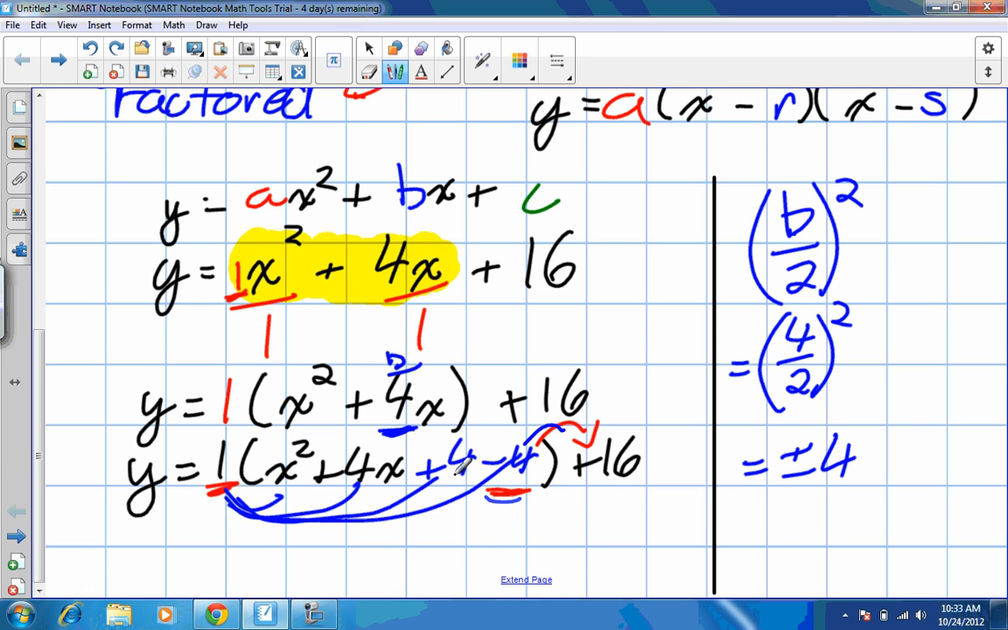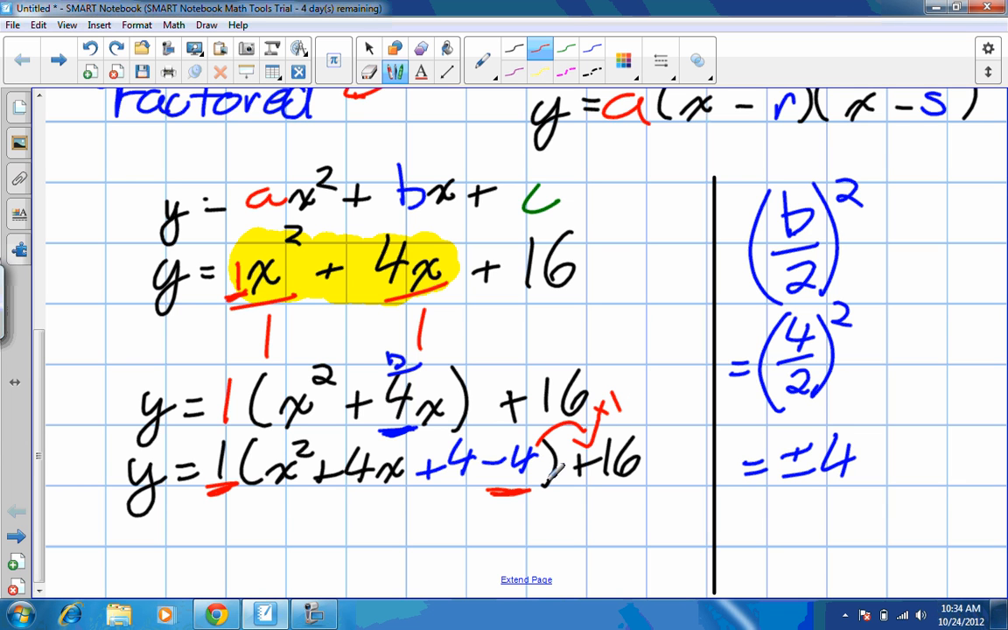Okay? So when we take the negative term, we always take the negative term and bring it to the outside. We need to multiply by our a value. Well, our a value in this case is just the number 1. So we're going to take negative 4 times 1. So our next line is going to read y is equal to, the 1 stays the same. Our bracket will now only have 3 terms, so a trinomial. 4x plus 4. Negative 4 times 1 is what? Negative 4. So we're left with negative 4 outside of the brackets, and we still have positive 16.